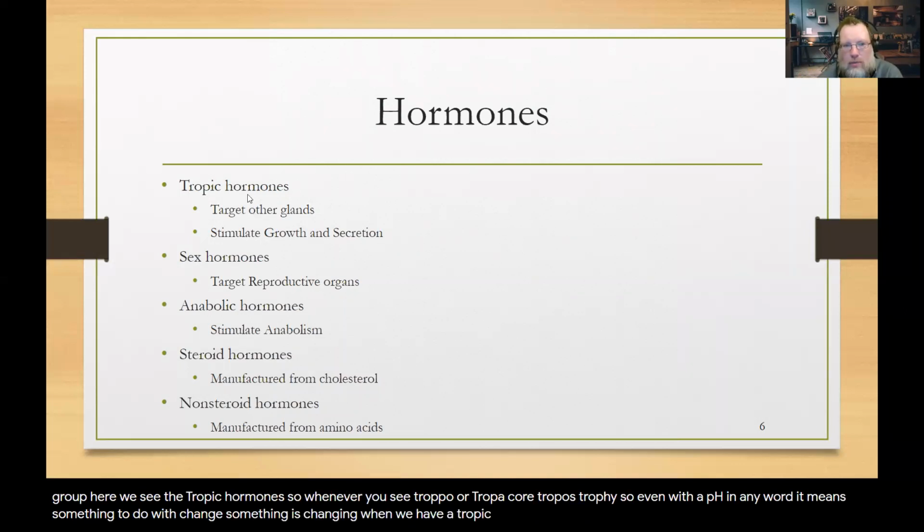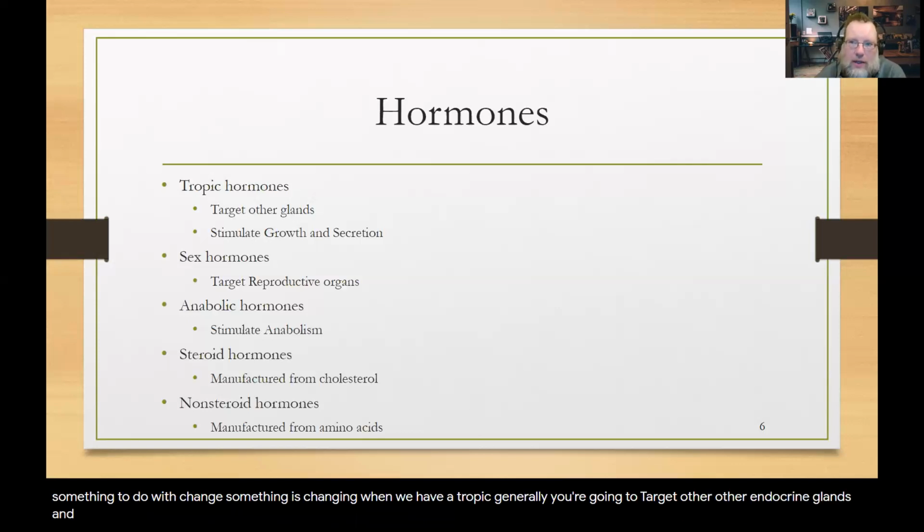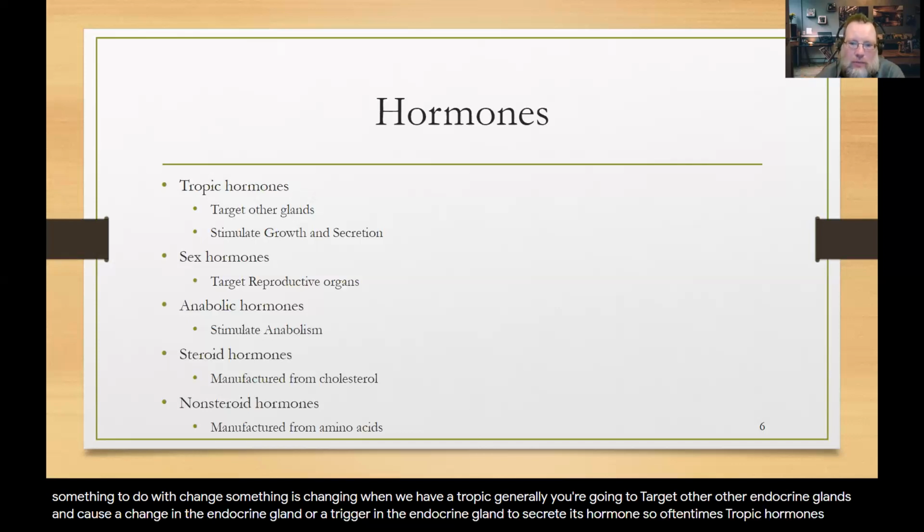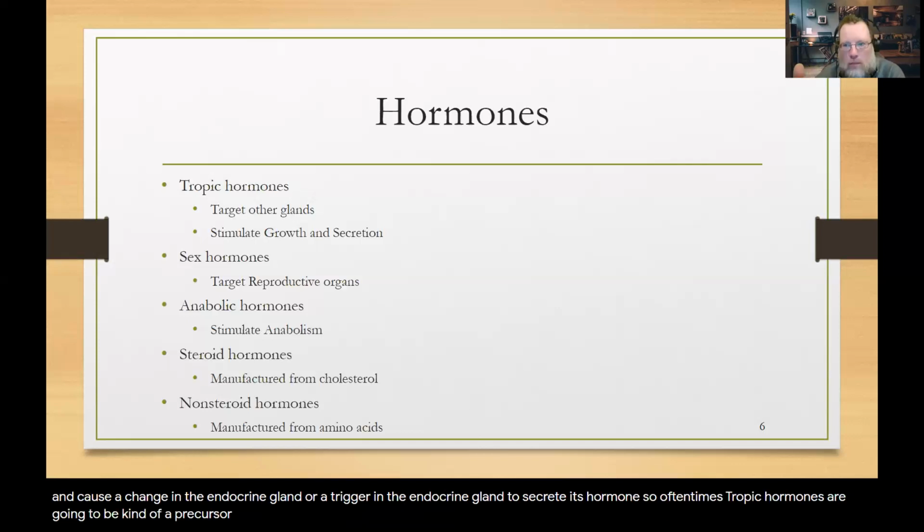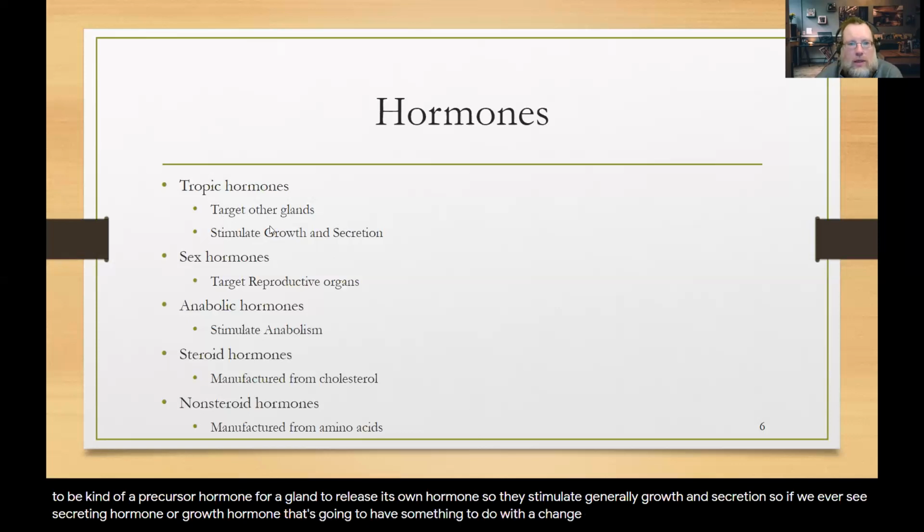So tropic hormones generally are going to target other endocrine glands and cause a change in the endocrine gland or a trigger in the endocrine gland to secrete its hormones. So oftentimes tropic hormones are going to be a precursor hormone for a gland to release its own hormone. So they stimulate generally growth and secretion. So if we ever see secreting hormone or growth hormone, that's going to have something to do with a change or a tropic aspect. So we'll look at tropic hormones later.